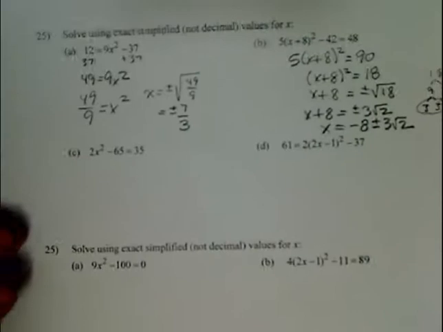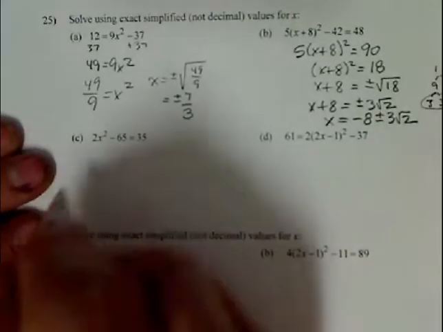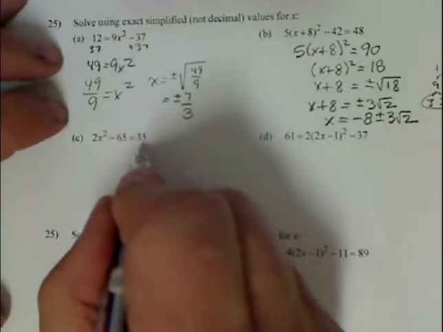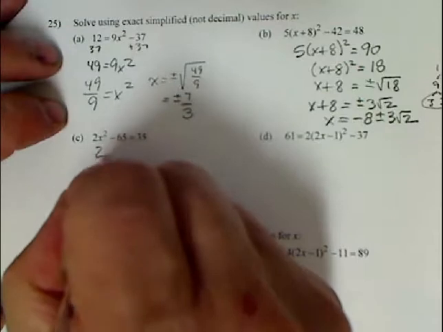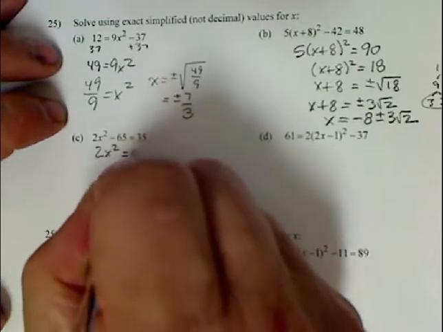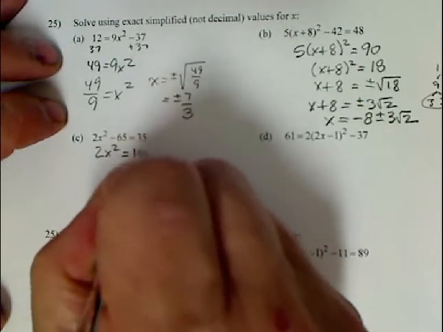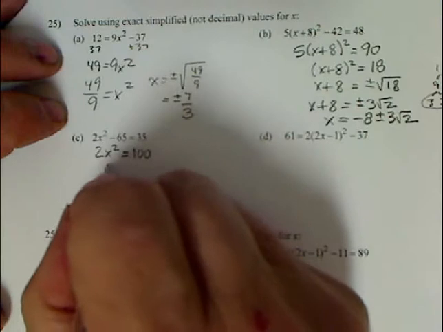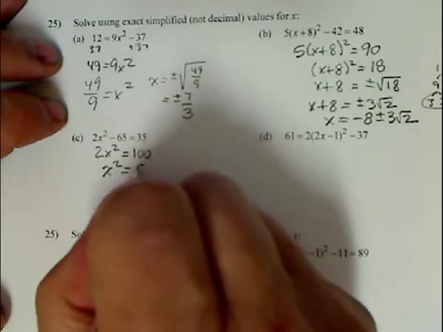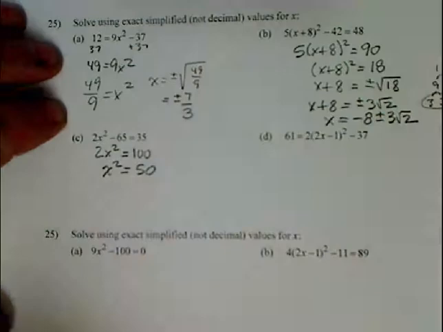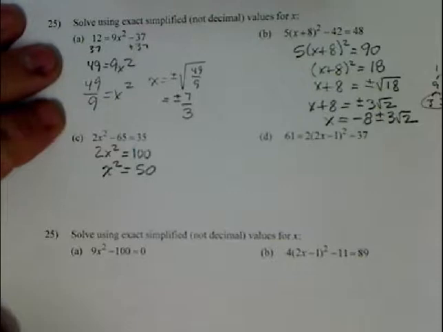Okay, for this next one, we're just going to try to get the square by itself. So I'm going to add 65. So I get 2x squared is equal to 100. X squared is equal to 50. Dividing by 2.